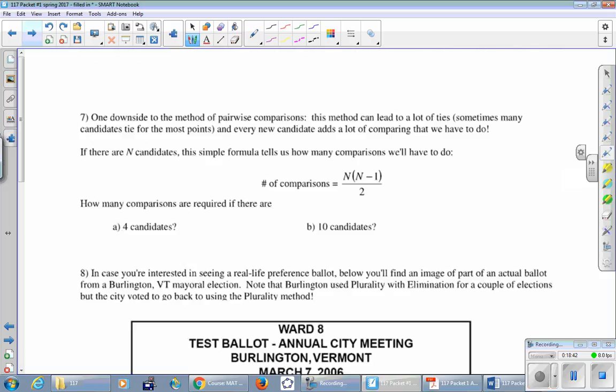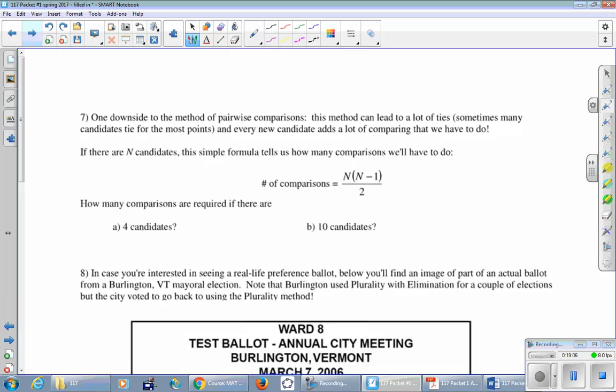Next page. One downside to the method of pairwise comparisons, this method can lead to a lot of ties, sometimes many candidates tie for the most points, and every new candidate adds a lot of comparing that we have to do. If there are n candidates, this simple formula tells us how many comparisons we'll have to do. Number of comparisons equals n times the quantity n minus 1, all divided by 2. Again, n is the number of candidates.